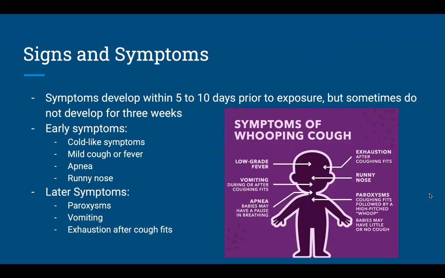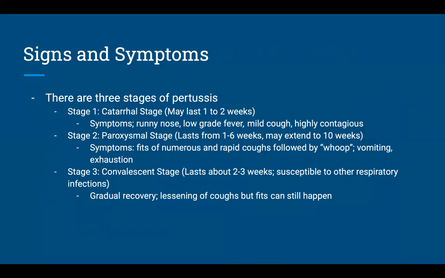The signs and symptoms of pertussis develop within 5 to 10 days after exposure, but sometimes do not develop for about 3 weeks. Some early symptoms include typical cold-like symptoms, a mild cough or fever, apnea, or a runny nose. Later symptoms include paroxysms, vomiting, and exhaustion after coughing fits. There are 3 stages of pertussis: the catarrhal stage, the paroxysmal stage, and the convalescent stage.